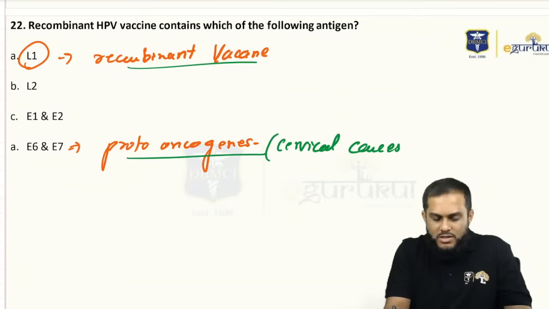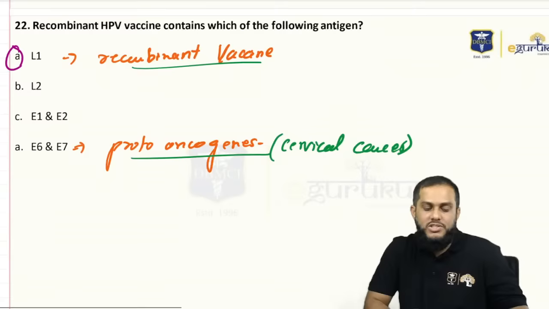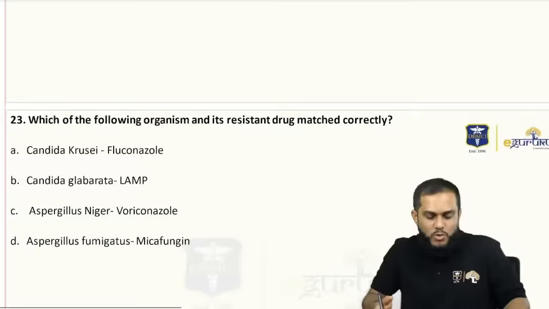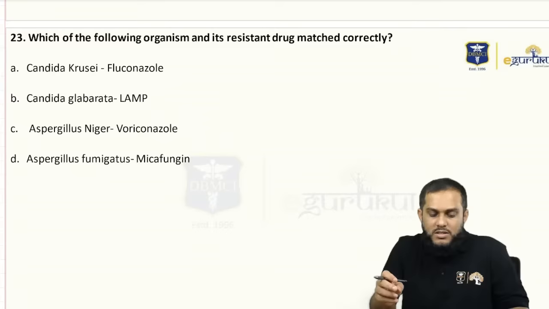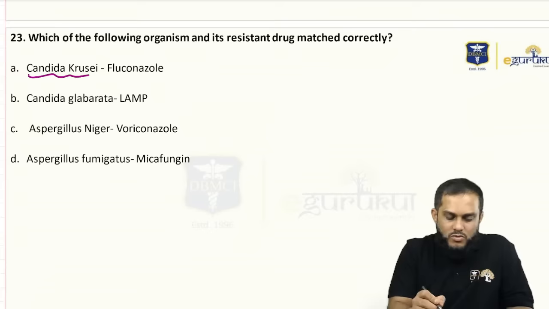That's why the answer is clear cut. Answer is A, L1 antigen. That is the antigen present in the recombinant vaccine of human papilloma virus. Whereas E6, E7 genes are proto-oncogenes causing cervical cancer. Moving to the next question. Question number 23. Which of the following organism and its resistant drug are matched correctly? So remember, Candida krusei, right?